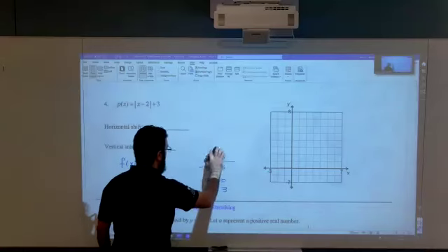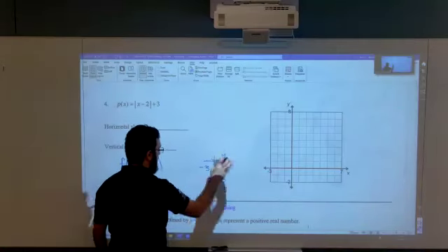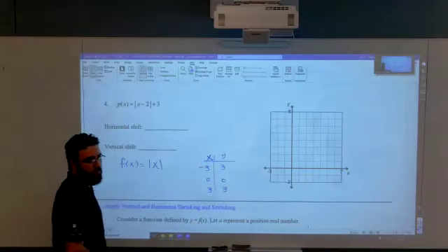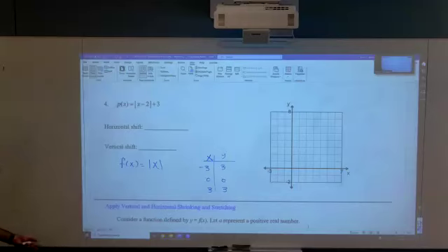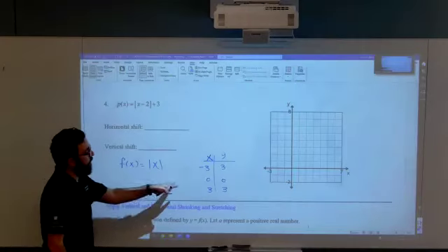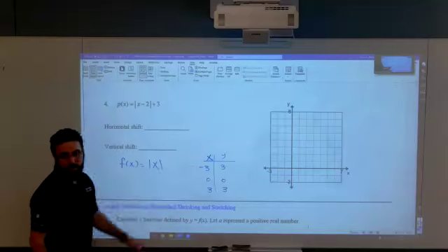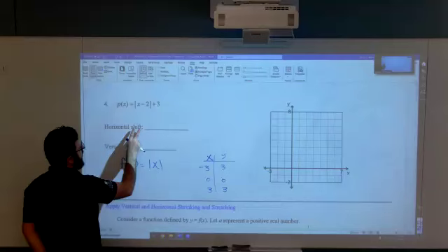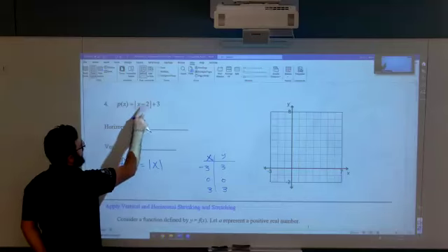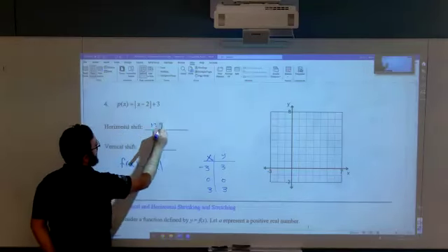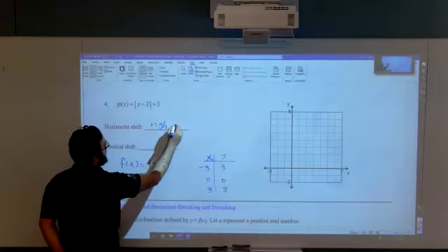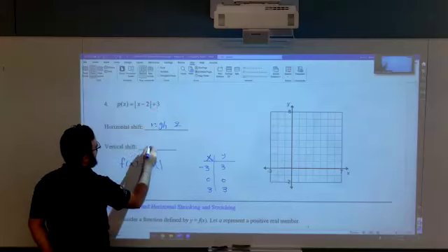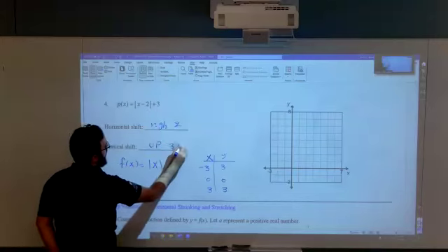Write down these points. You can choose any number, it doesn't matter. But the main thing, all the y value is what? It's positive. But I know the domain for the absolute value is negative and positive. That's why I have to include negative number. How many transition? Horizontal shift where? So right. How many units? 2. And vertical shift, up or down? 3 units.